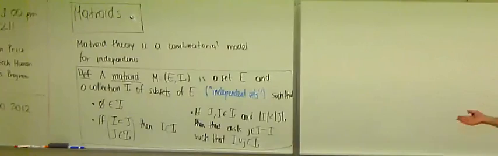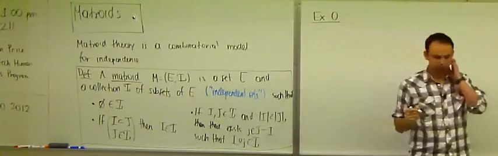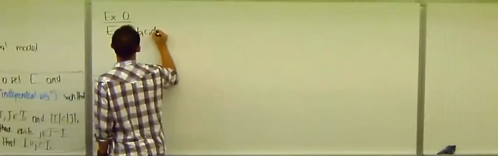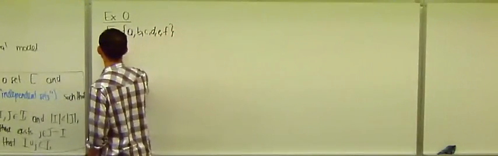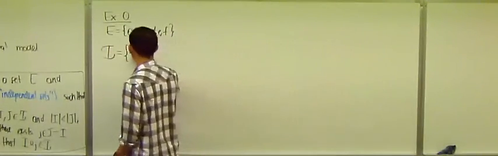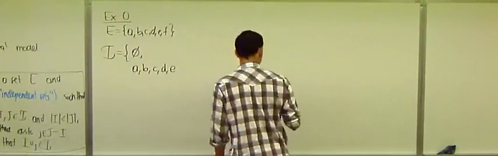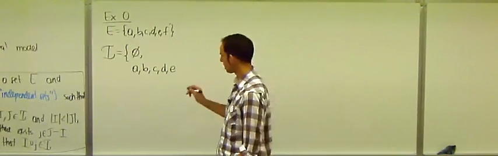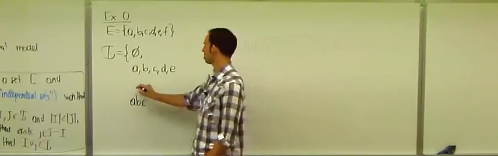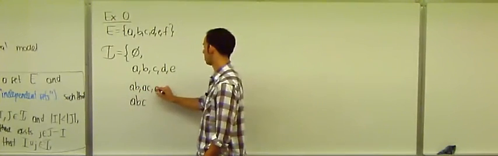The merit of this definition is justified by the examples. So, example 0. Okay? E is going to be the set A, B, C, D, E, F, and script I is going to be the following collection. So I know the empty set has to be there. I'm going to say these guys are independent. For example, let's say that I want ABC to be independent. If I want that, then I have to make sure that AB is independent, AC is independent, and BC is independent, because they're subsets, right? But I'm also going to say that these guys are independent.